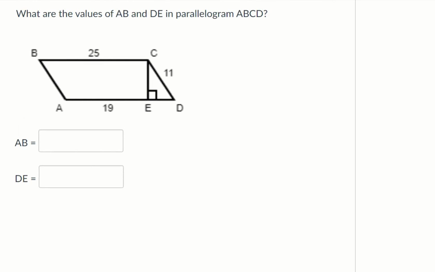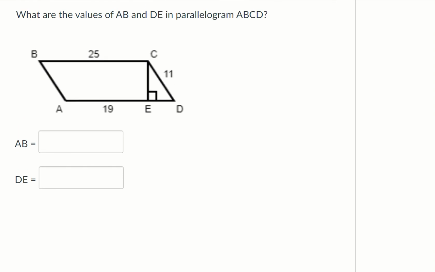All right, what are the values of AB and DE in the parallelogram ABCD? Now we know since it's a parallelogram, just like a rectangle is a parallelogram, that if this is 11, then this other side has to be 11. So these two have to be congruent, and these two segments have to be congruent in total. So obviously that means AB is 11.